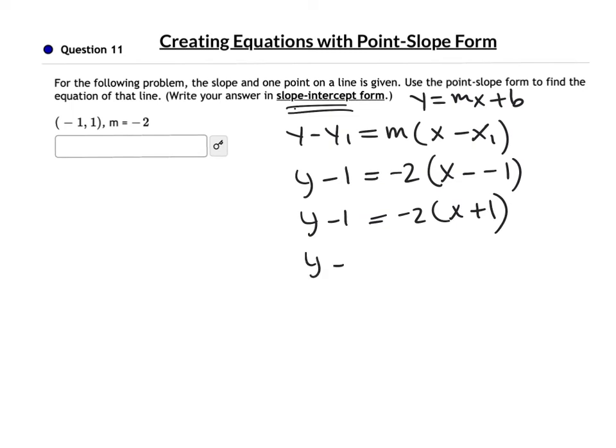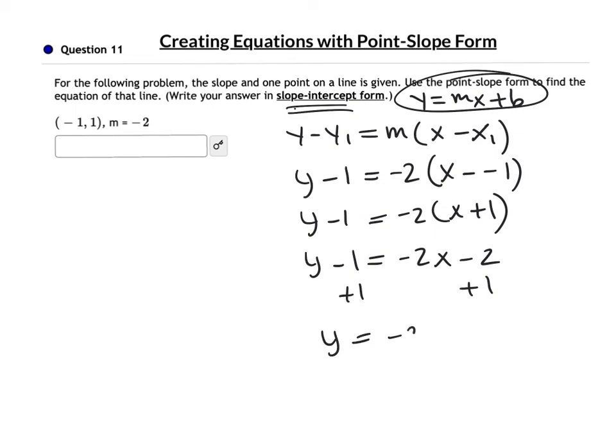Now I'll distribute. y minus 1 is negative 2x. Negative 2 times 1 is negative 2, so I'm writing that as minus 2. Get y by itself to create y equals mx plus b. We'll add 1 to both sides, and y will equal negative 2x minus 1.